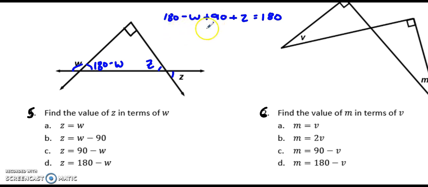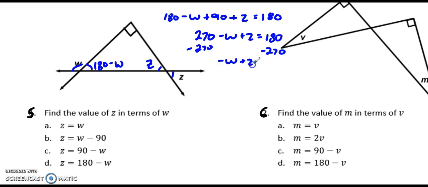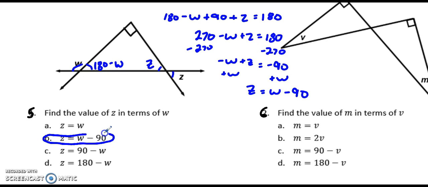I'll combine some like terms on the left-hand side. 180 and 90 make 270 minus W plus Z equals 180. Let's see, I'm going to subtract 270 from both sides. Okay, and get negative W plus Z equals negative 90. And then I need to get Z by itself, so I will add a W to both sides to isolate that Z. So Z equals W minus 90. Remember, I can't add negative 90 and W together. They're not like terms. And hey, there it is. Z equals W minus 90. Same option as before. Let's take a look at 6.